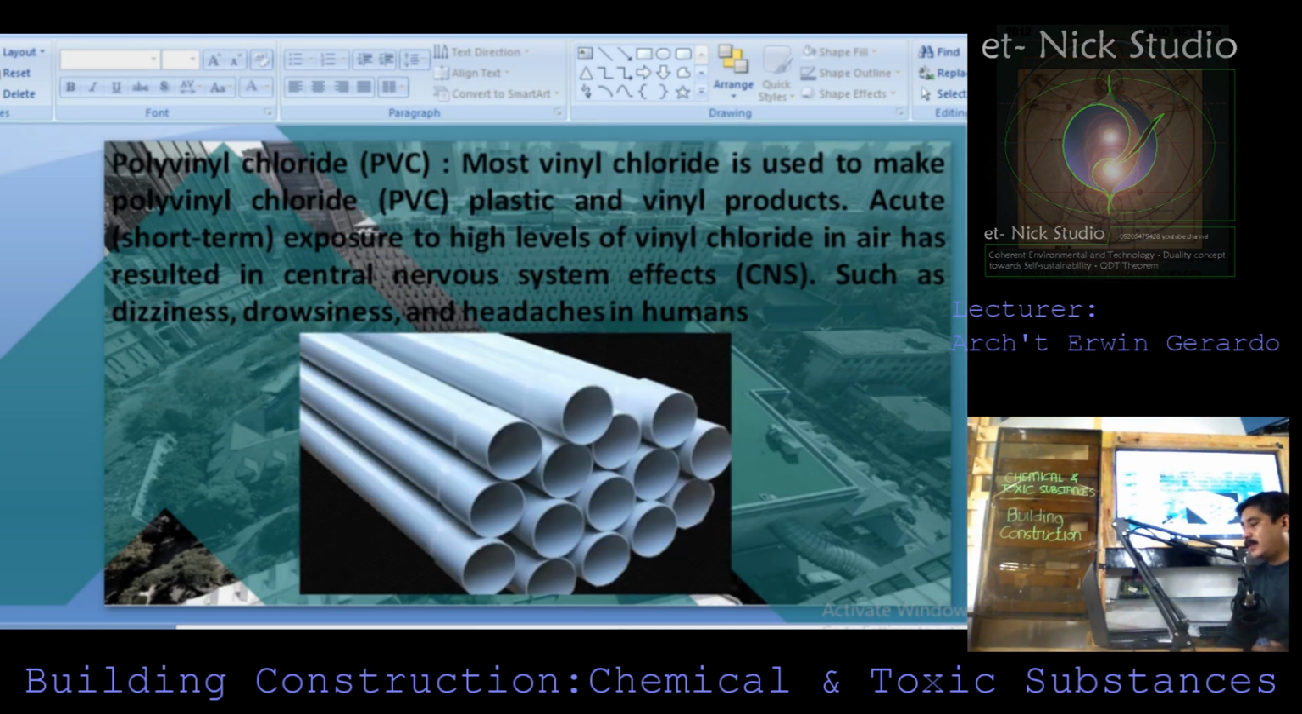Polyvinyl chloride, known as PVC. Most polyvinyl chloride is used to make plastic and vinyl products. Acute, short-term exposure to high levels of vinyl chloride in air has resulted in central nervous system effects, known as CNS, such as dizziness, drowsiness, and headaches in humans.